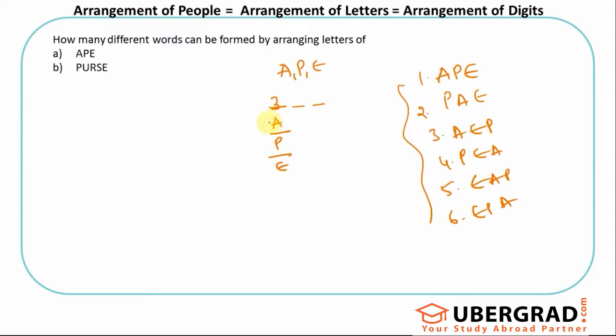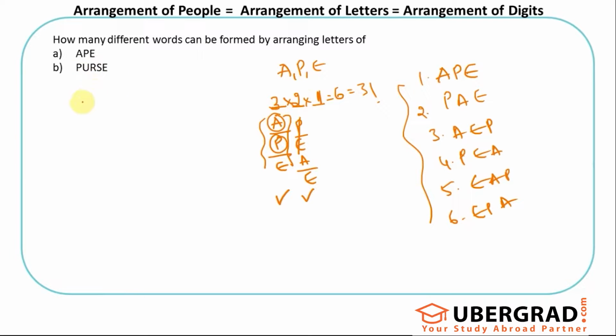Once I have put one of these 3, how many options would I be left with for the next blank? I will only be left with 2 options, because let's say I have selected A, then I have only P or E. Or if I selected P, then I am left with A and E, and the same for E. If I've selected one letter here, what am I left with for the third? There is only one option, the remaining letter. So the number of ways in which I can arrange this is 3 into 2 into 1, which is 6. That's basically 3 factorial.